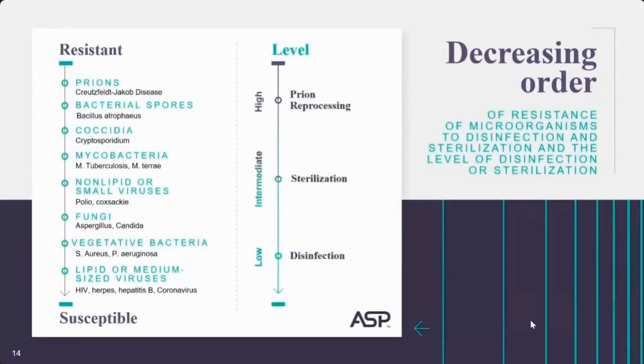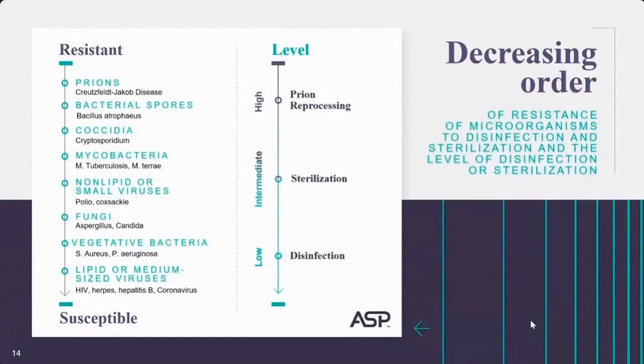Rutala and Weber, and I don't know if you're familiar with Dr. Rutala, but Dr. Rutala is a famous epidemiologist out of North Carolina, world renowned. And he and Weber wrote a book on disinfection and sterilization in 2008, and it's still on the CDC website. Well, in 2008, they identified the different microorganisms and resistance to the different methods of reprocessing. Resistance determined the guidance for where the devices fell. For example, low or medium level disinfection, high level disinfection, or sterilization. As we move up the line on the left, from most susceptible to most resistant, we see lipid or medium-sized viruses, herpes or coronavirus, are the easiest to destroy.